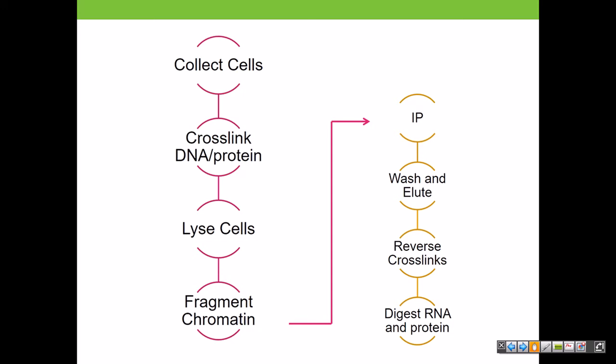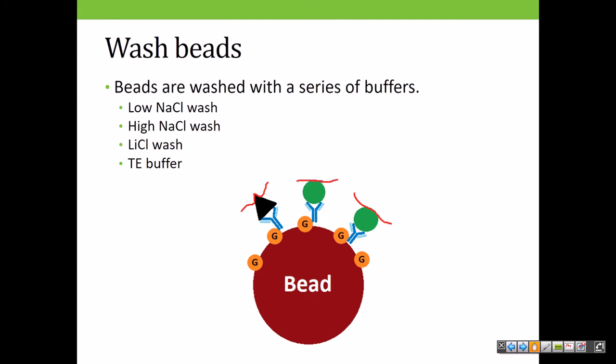So, we've collected cells, cross-linked, we've moved through to the IP. Now, we've got things bound to our beads, we're going to wash and elute, then reverse the cross-links, and digest RNA and protein. So washing beads is normally done in a stepwise fashion. First, typically, in most protocols I've seen, you start with a low salt concentration, so probably anywhere from 50 to, I believe, like 100 millimolar sodium chloride, then a higher concentration of sodium chloride, a few hundred millimolar, and then a lithium chloride wash to wash away that excess sodium, because eventually we're going to elute with SDS. SDS, sodium dodecyl sulfate, has a sodium in it. You don't want to have excess sodium chloride there. It's going to crash out your SDS later on.